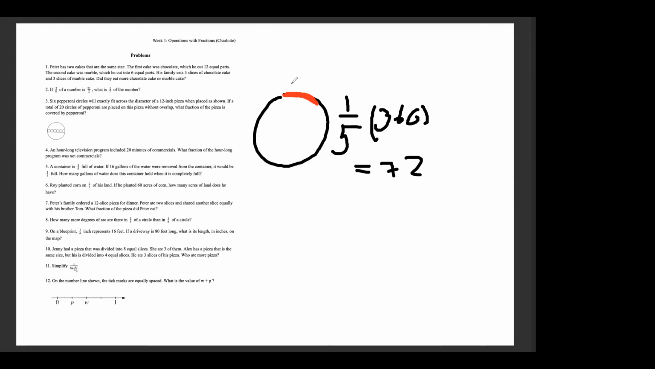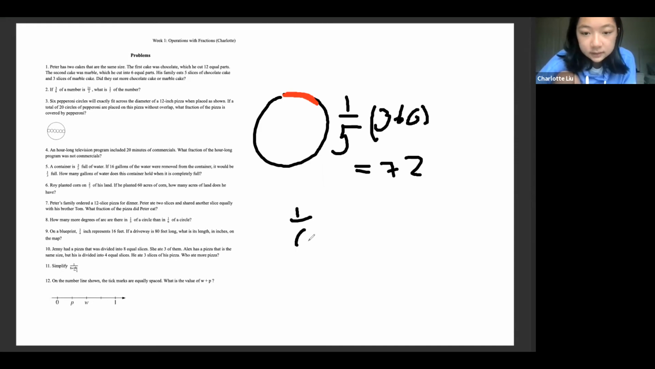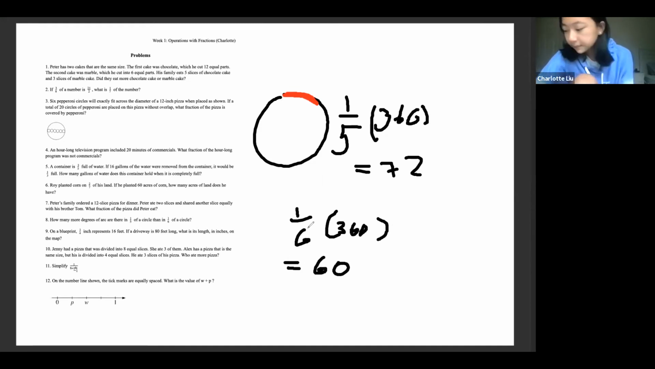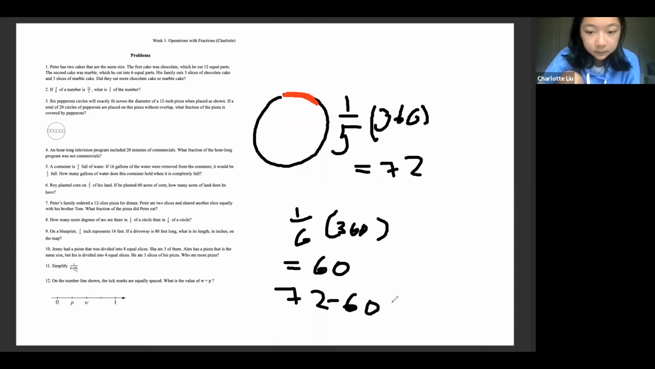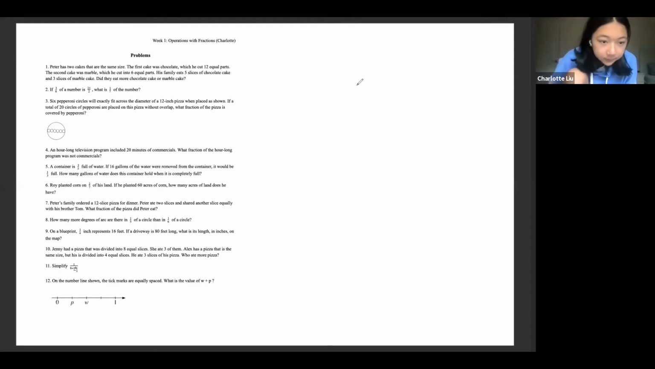Now you'll find 1/6 of it. It'd be the same thing, 1/6 of 360, and that would equal 60. And now all you have to do is 72 minus 60, which equals 12. Okay, next question. On the blueprint, 1/4 inch represents 16 feet. If a driveway is 80 feet long, what is its length in inches on the map?